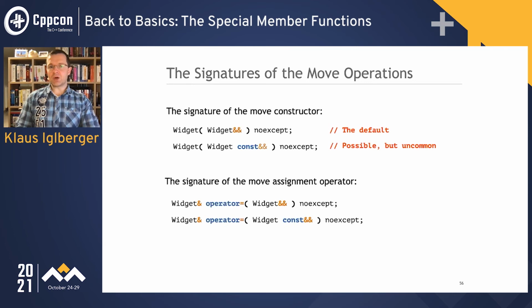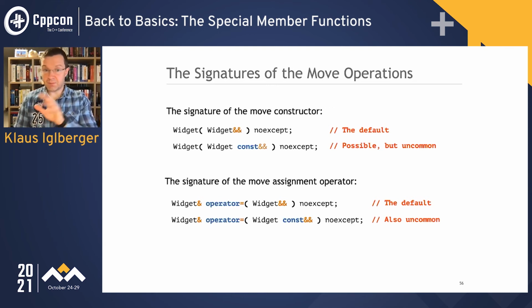And the move assignment operator is absolutely similar. The assignment operator that takes one argument of class type by, in 99% of cases, R-value reference to non-const, and you can add a const, but again, very uncommon special cases. But all of these count as move operations.